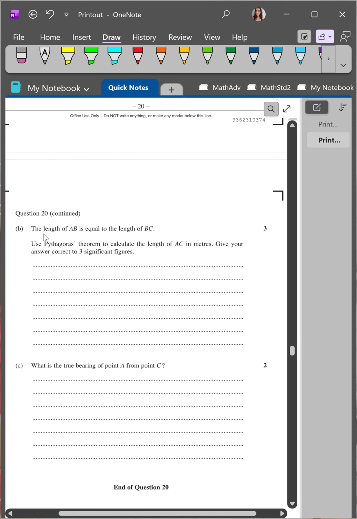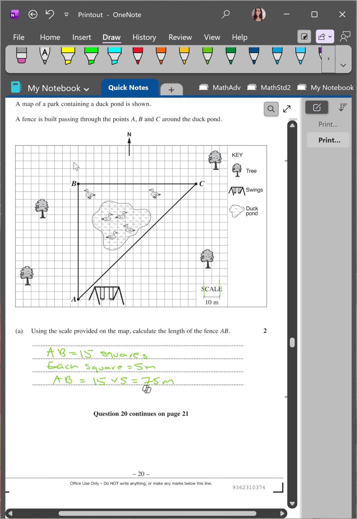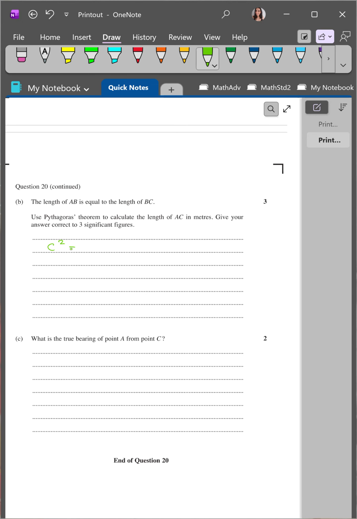Now part B, it says the length of AB is equal to the length of BC. Use Pythagoras' theorem to calculate the length of AC in meters and give your answer correct to 3 significant figures. So AB and BC are equal, and now we need to find AC. Pythagoras' theorem is c squared equals a squared plus b squared, where c is the hypotenuse and a and b are the other two sides. Since we know the two sides, not the hypotenuse, we can substitute those values in.